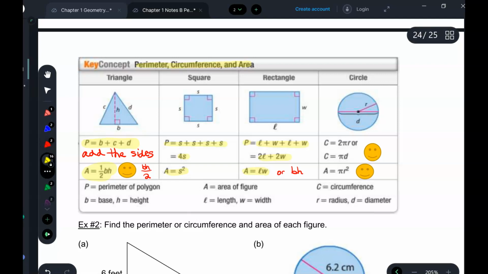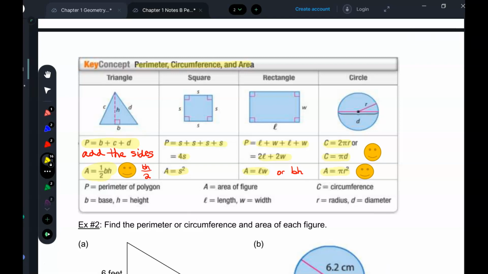And then circles. So we don't say the perimeter of a circle, we say circumference, right? Because perimeter is adding all the sides, but does a circle have sides to it? No. So that's why, hopefully this looks familiar, 2 pi r, or pi times d, where r represents the radius and d is the diameter. And then the area formula, pi r squared. How do we do pi r squared?